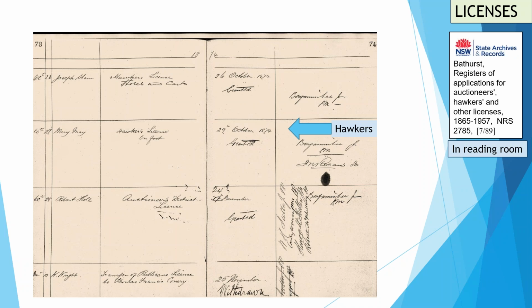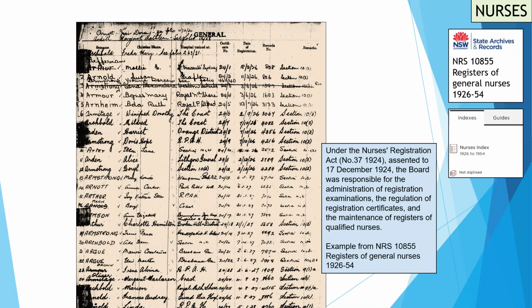We're now down to nurses. And this is the Register of General Nurses. Under the Nurses Registration Act, the board was responsible for the administration of examinations and certificates. So this is the kind of records we're going to have. We've got the name, the hospital they were trained at, the certificate number, the date they were registered, the records number, and also remarks where they seem to be listing the section there of the Act, I think.